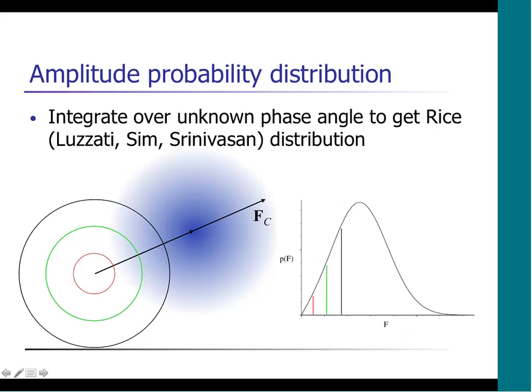the structure factor that we calculate from a model has an amplitude and phase, and in order to compare it to the structure factor amplitude that we've measured, we have to integrate over all possible values of the phase angle.